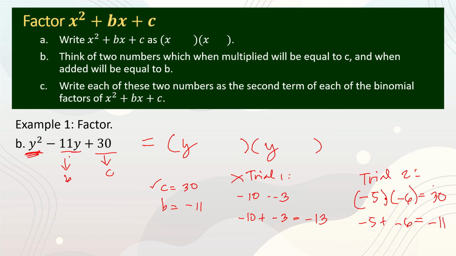So there you go. When you multiply these two numbers, it will result to the C. If you add them, it will result to the B. So the correct factors are negative 5 and negative 6. So you just have to follow the third step. You have to put it here. So y minus 5, y minus 6. There you go. This is our answer.